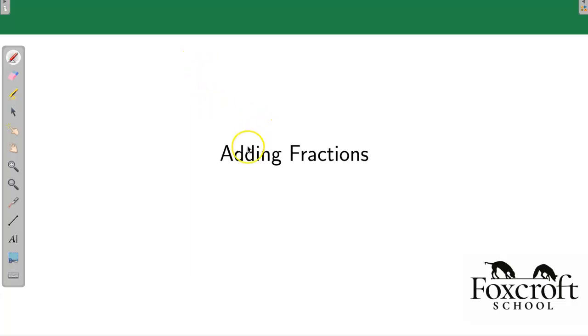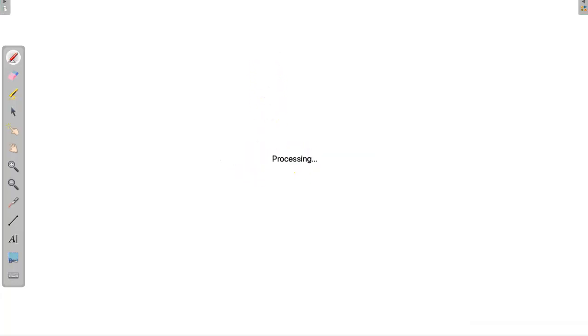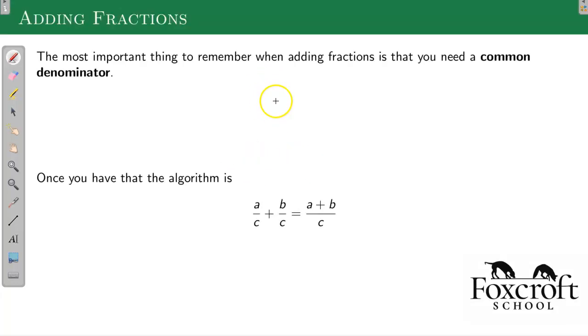In this video, we're going to talk about adding fractions, which seems like a crazy thing to cover at this point in the year, but there are small mistakes that people make, so we just want to make sure we're adding fractions correctly because it'll be related to other things we're doing.